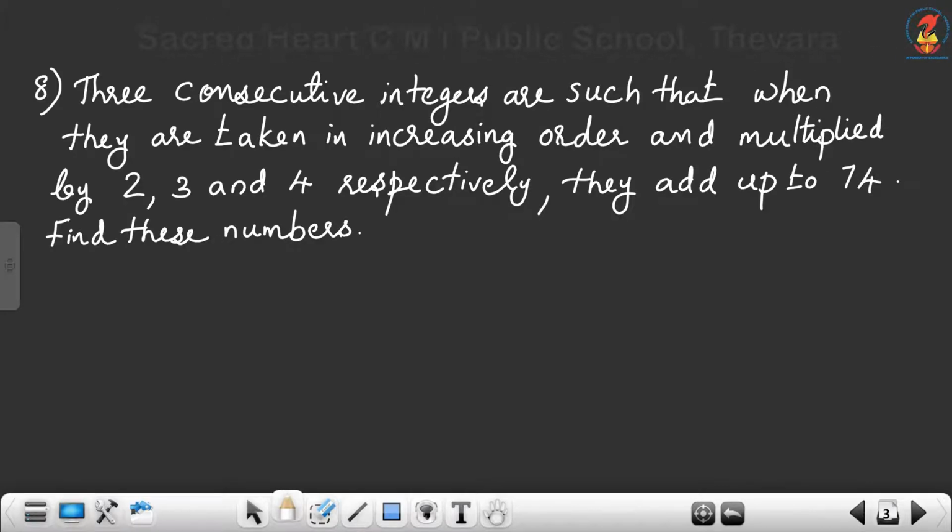Next question. Three consecutive integers are such that, when they are taken in increasing order and multiplied by 2, 3 and 4 respectively, they add up to 74. Find these numbers. So how will you take three consecutive integers in terms of the variable x? I already showed you one example.